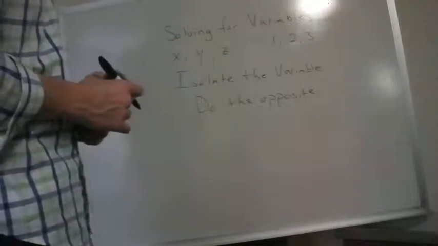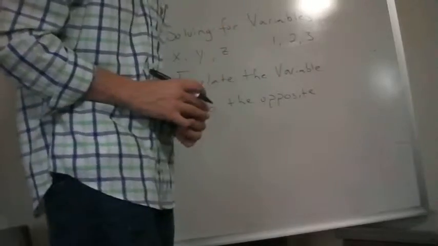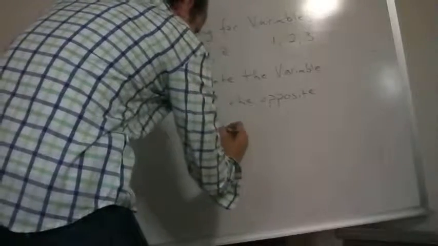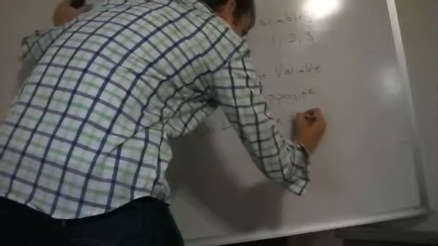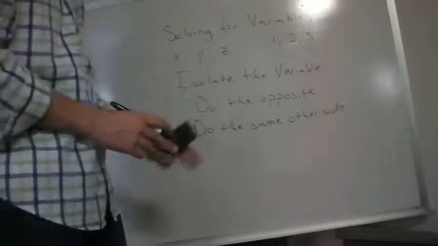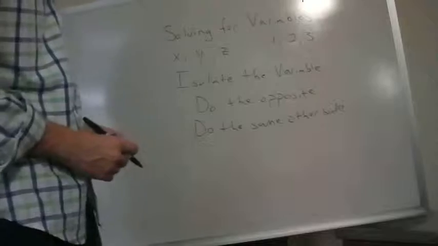After we do the opposite, in order to keep the equation balanced, we must always do the same thing to both sides. So after I do the opposite, I'm going to do the same thing to the other side. Otherwise, the equation will not be balanced. So when I'm solving for variables, which is a letter, we isolate the variable. We want to get it all by itself.